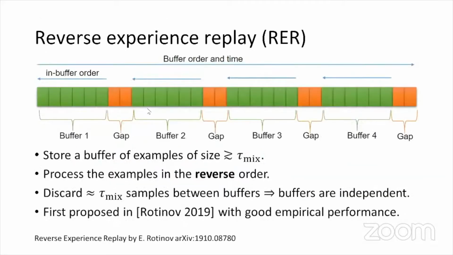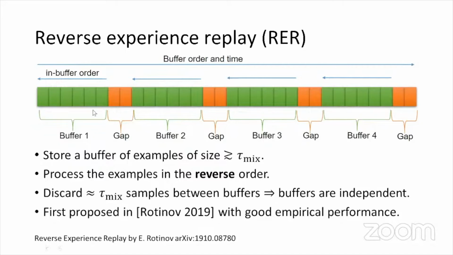So the idea that we propose is what we call reverse experience replay, and the main idea is the following. This basically describes the algorithmic idea that we are proposing. The samples evolve in the forward order, meaning that this is sample number 1, this is 2, 3, 4, and so on.